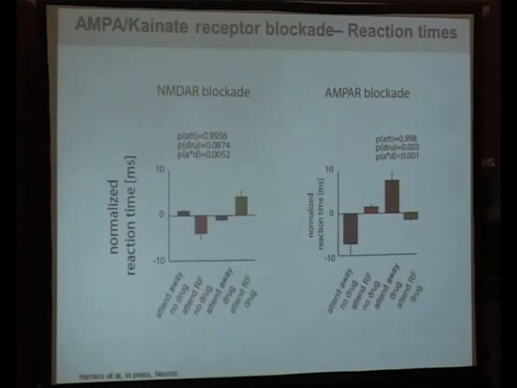So the important take-home message from this slide is that just because we block excitation doesn't mean that the behavioral effects are identical. They're very, very different. And they are also very different in terms of the signatures of attention that they affect.